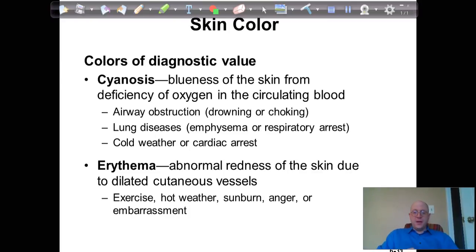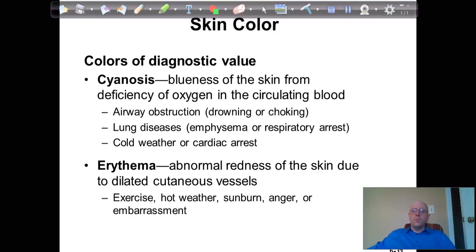Erythema, on the other hand, is abnormal redness of the skin due to dilated cutaneous vessels. So in other words, your skin has flushed red. The ery part, E-R-Y, that's like an erythrocyte, a red blood cell. So when one exercises, typically the skin is going to flush red. Hot weather, sunburn, anger, or embarrassment, so it doesn't have to be from an actual injury or physiological response, it can be an emotional one. Blood vessels are going to dilate in the region, and so the area becomes red.